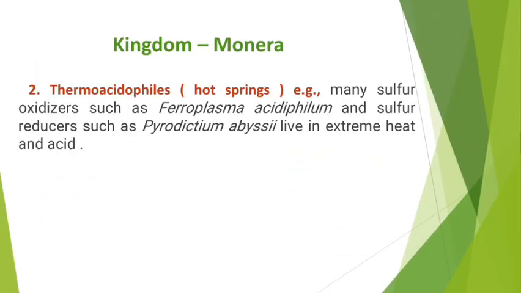Then my dear students, the second type of Archaebacteria is thermoacidophiles. Here you may see the term thermo, meaning heat, very high heat, and acid, thermoacidophiles. So they love heat and acid, very hot conditions, because of which they are known as thermoacidophiles. These are found in hot springs.